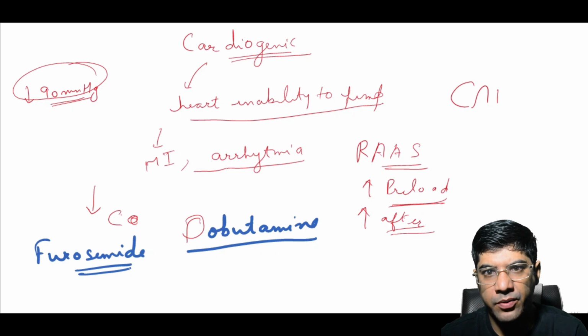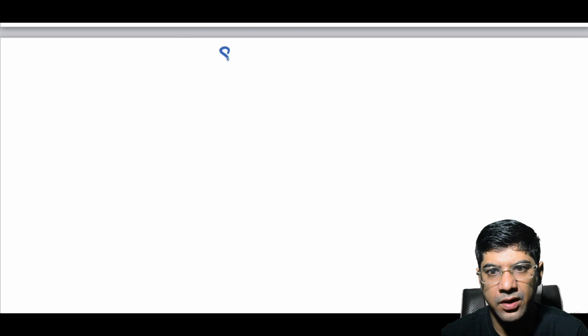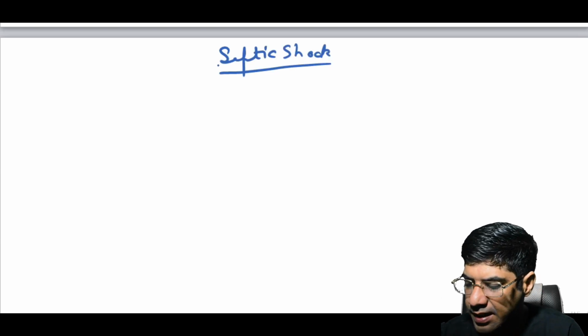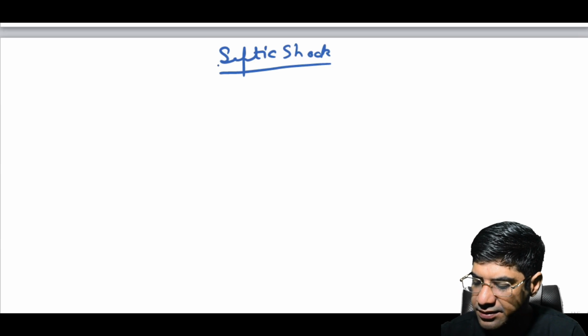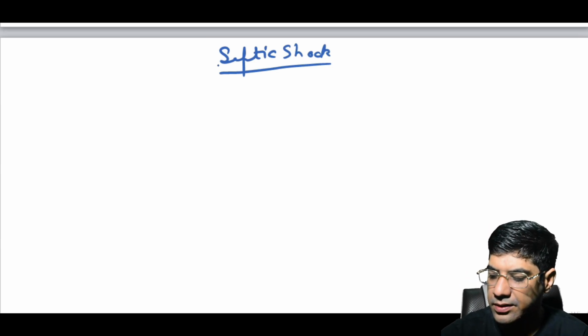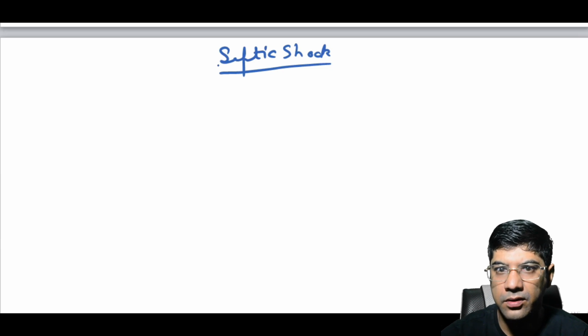For mechanical circulatory support, you can do an intra-aortic balloon pump, which temporarily supports the heart by reducing afterload and improving coronary artery perfusion. A ventricular assist device can be used. Extracorporeal membrane oxygenation can be considered in severe cases to provide both cardiac and respiratory function. The other type of shock is septic shock.